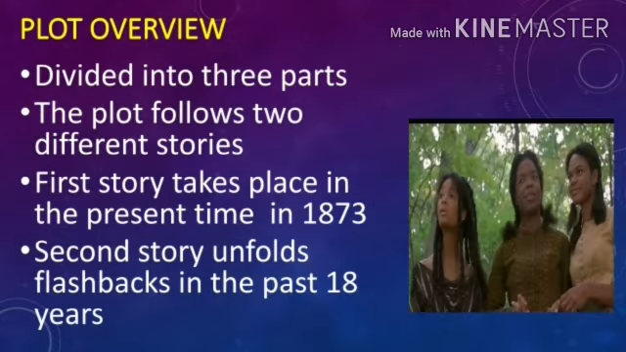The plot overview. The novel Beloved is divided into 3 parts. Within each part there are smaller sections. The plot of Beloved follows 2 different stories. The first story takes place in the present time, which is the year 1873 in Cincinnati, Ohio. The second story unfolds through flashbacks of events that transpired in the past 18 years.